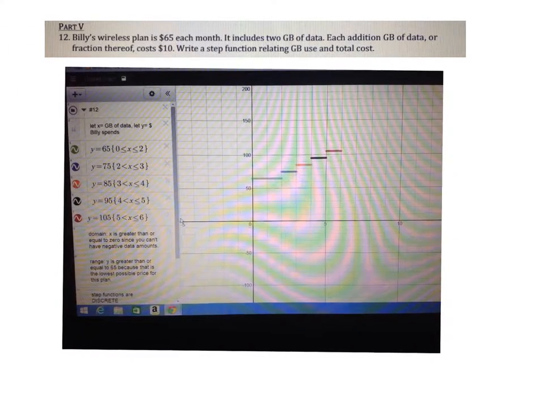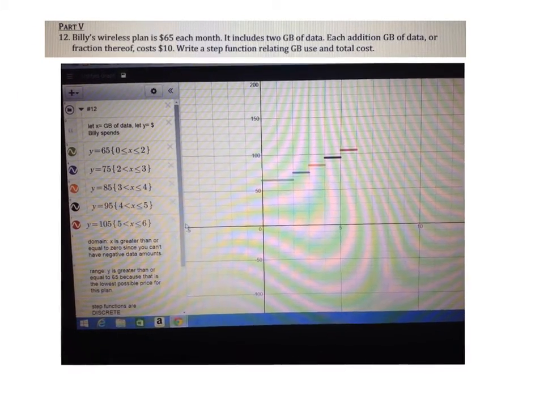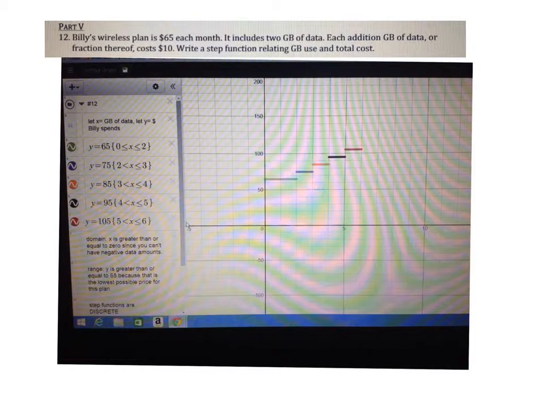A step function is another way of saying a discrete function. This graph will jump in steps. If you look at it here, you can see what it's going to look like when we graph it. But let's go through the steps. We're going to let x equal gigabytes of data, and that's on our horizontal axis.